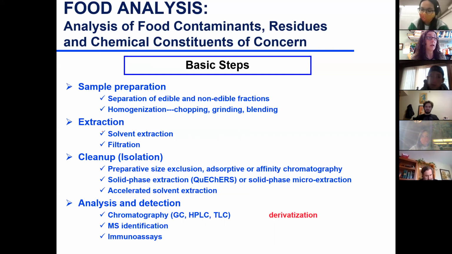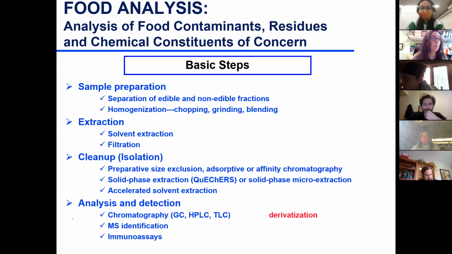And then the analysis: after you extract and purify, you run the analysis by GC, HPLC, or thin layer chromatography. If it is qualitative, you just want to screen for presence or absence. And derivatization, if we need to use GC, we need to derivatize to enhance thermal stability and volatility. Mostly MS identification, and a lot of the time we can also use immunoassays.